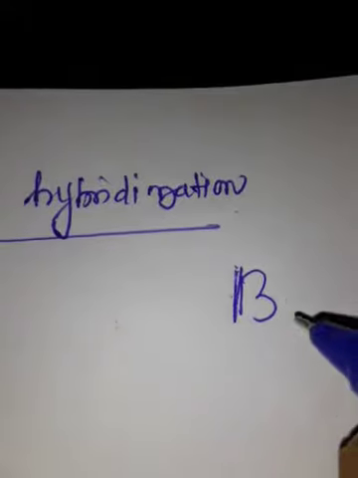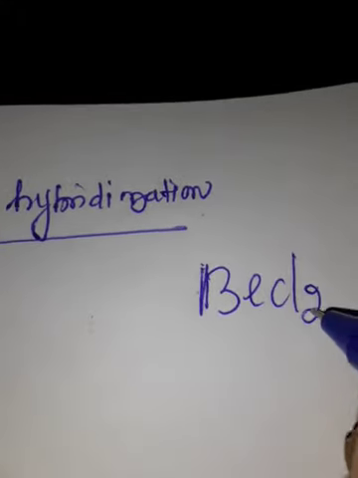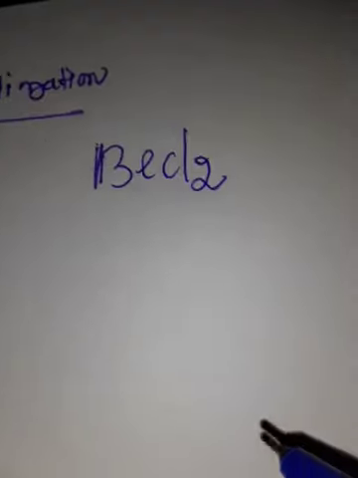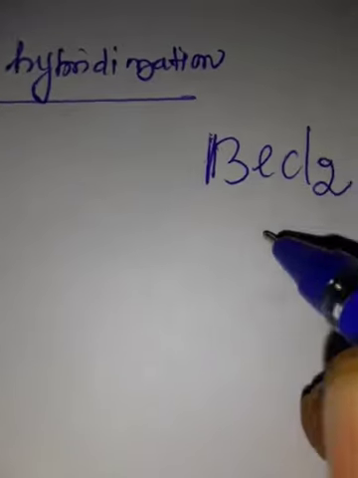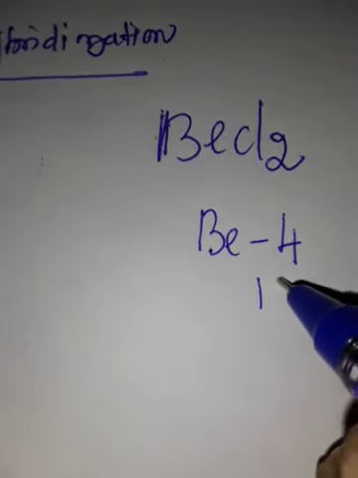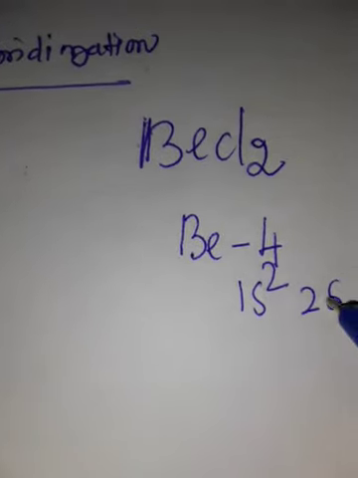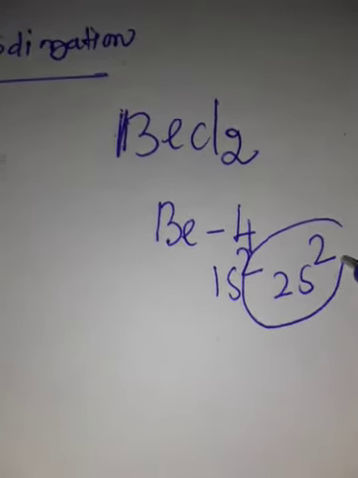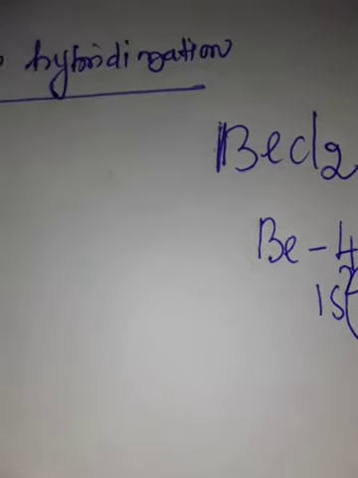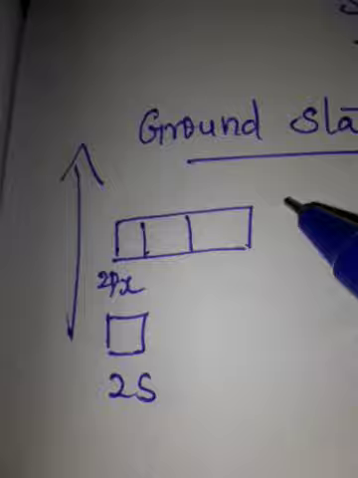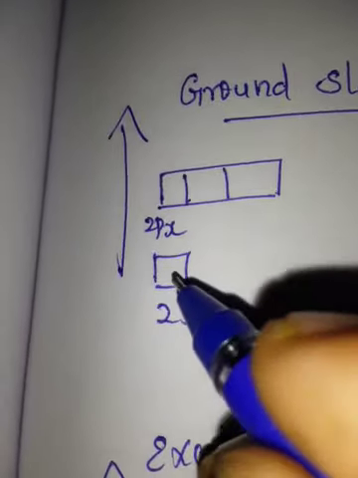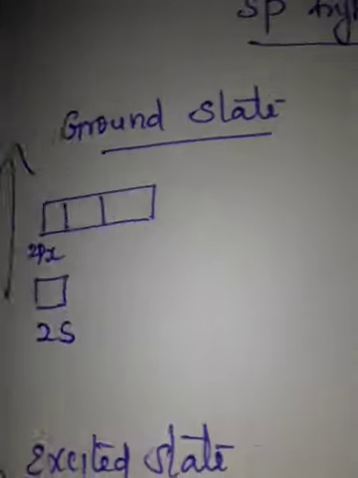Example is beryllium chloride. You know beryllium, atomic number 4, configuration 1s2, 2s2. Outermost electrons, valence electrons, 2 electrons. So in the ground state, 2s2, both having opposite spin.